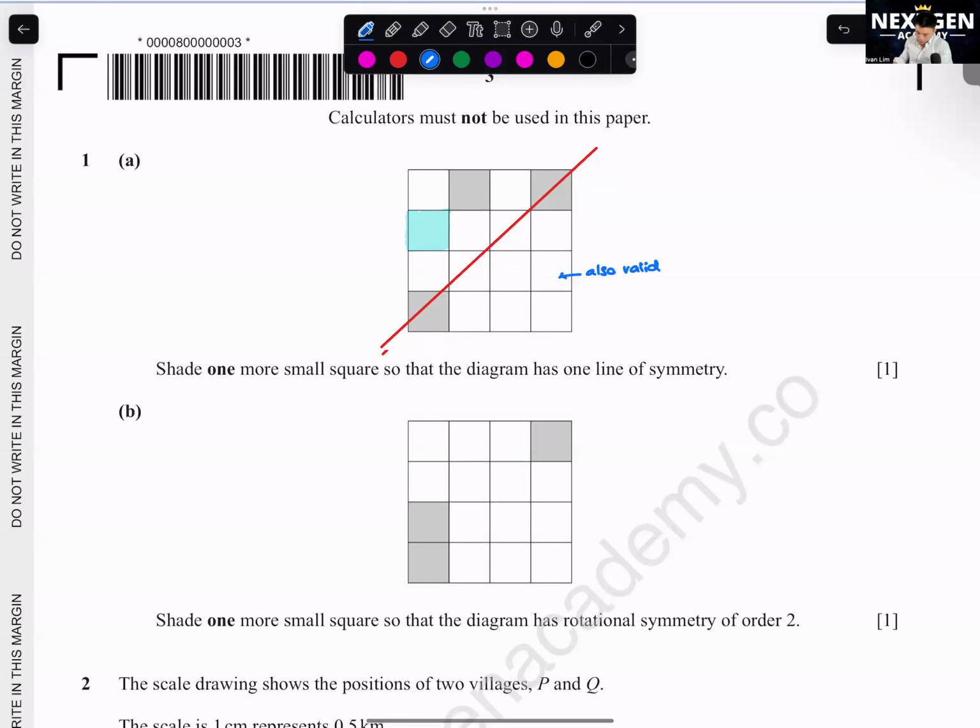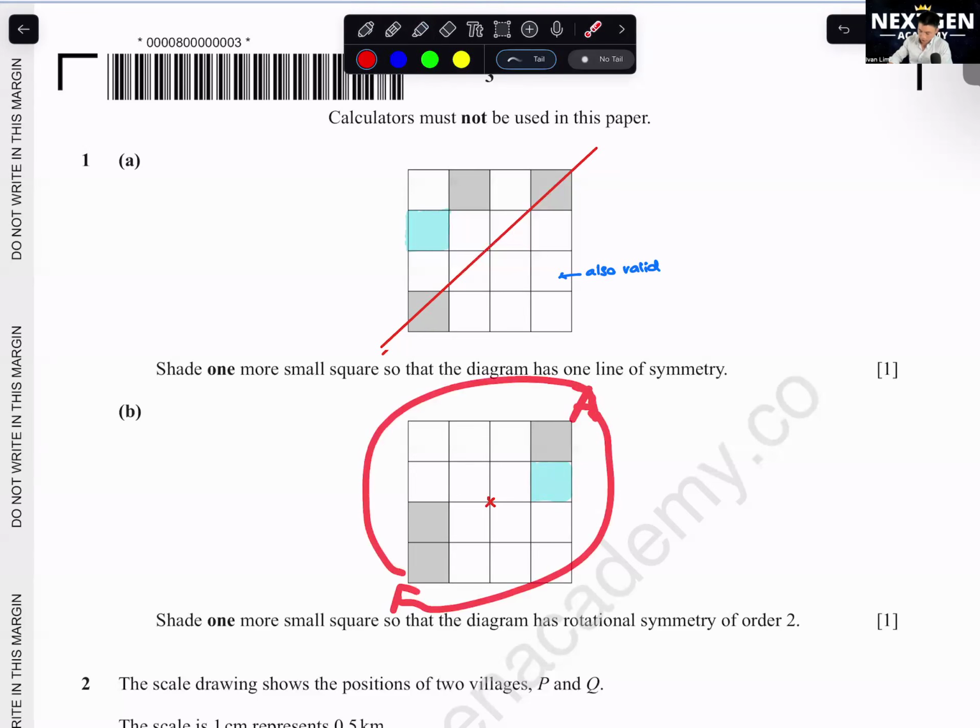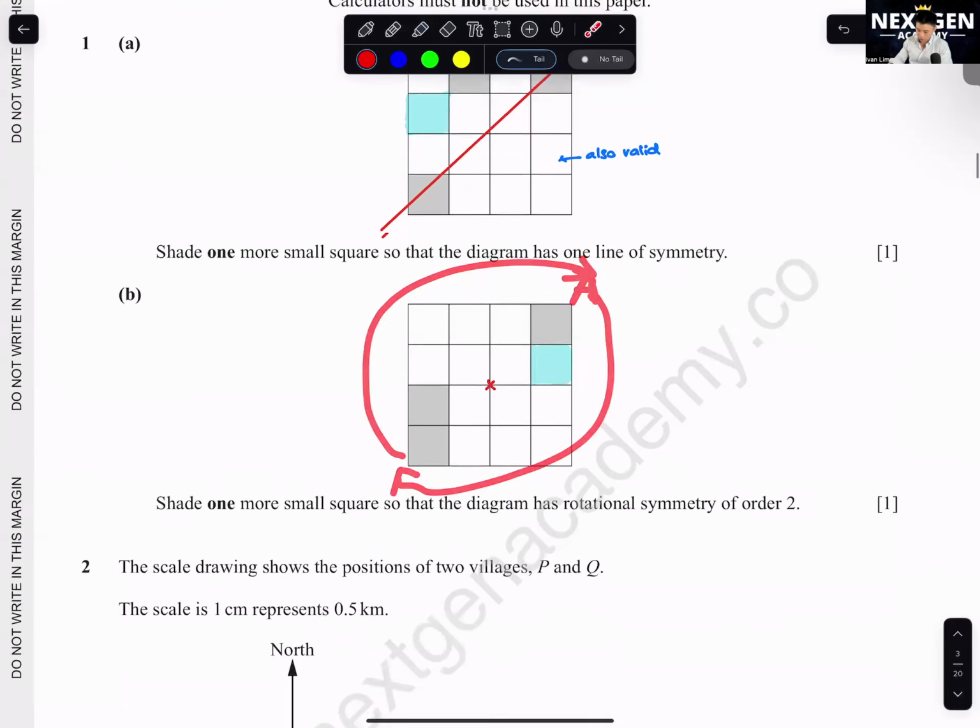Next one. Shade one more small square so that the diagram has rotational symmetry of order 2. What's rotational symmetry of order 2? It means if you put a pencil right in the middle, you can rotate it 2 times so that it looks exactly the same. For this, the answer will be this box here. No other possible answers. If this part can go to here, then it can go back again. This is rotational symmetry of order 2.